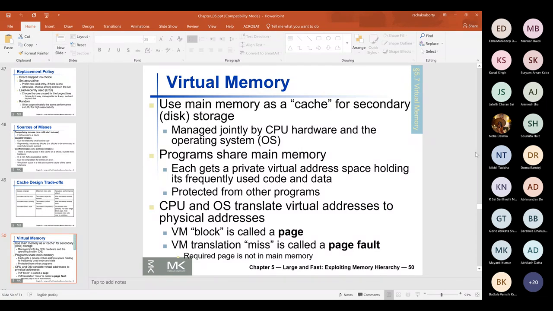What is a process? A process is a program in execution. We have discussed these things earlier. I will discuss it again, maybe in today's class, maybe in the next class. The programs all share main memory, and each program gets a virtual address space holding the frequently used code and data, not necessarily the entire program code and data.